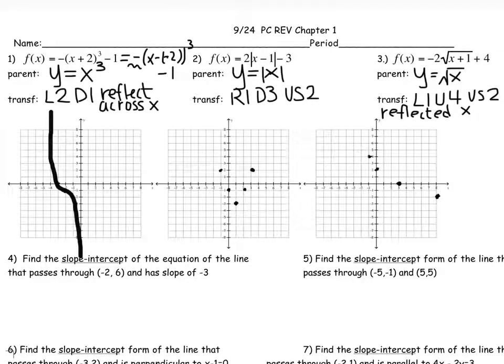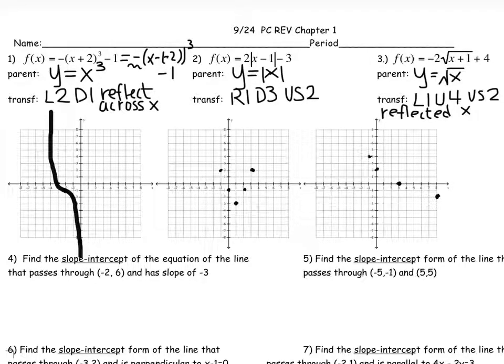Question number 2. You see the bars across the variable x, so that's going to be an absolute value function. y equals the absolute value of x. And what kind of transformation? It's already in x minus format, so it's going to be right 1, down 3 with a vertical stretch factor of 2. So right 1, down 3.